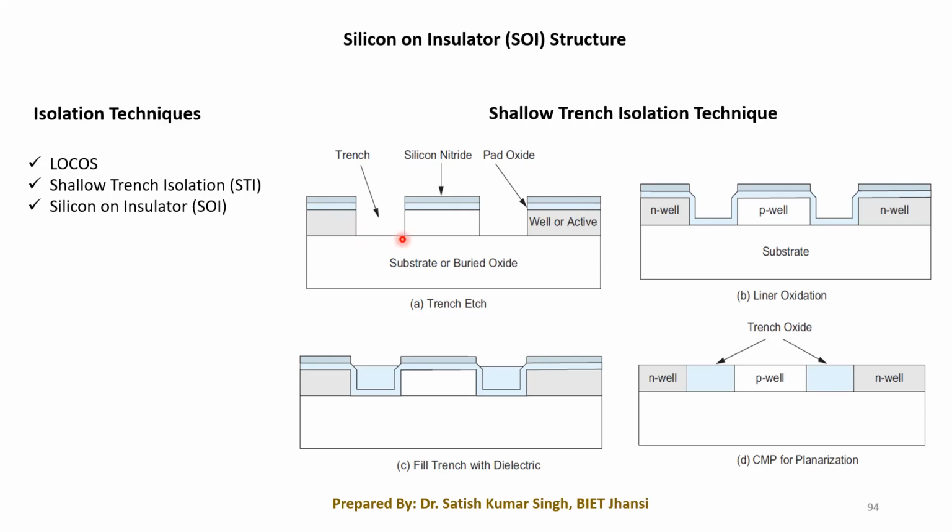After removing this trench, we have to grow a very thin oxide. A liner oxidation we have to perform so that the exposed silicon is covered with an SiO2 layer. Then again we perform chemical vapor deposition, and it is completely isolated by again depositing the SiO2 layer. These two layers are SiO2 only, not different layers.